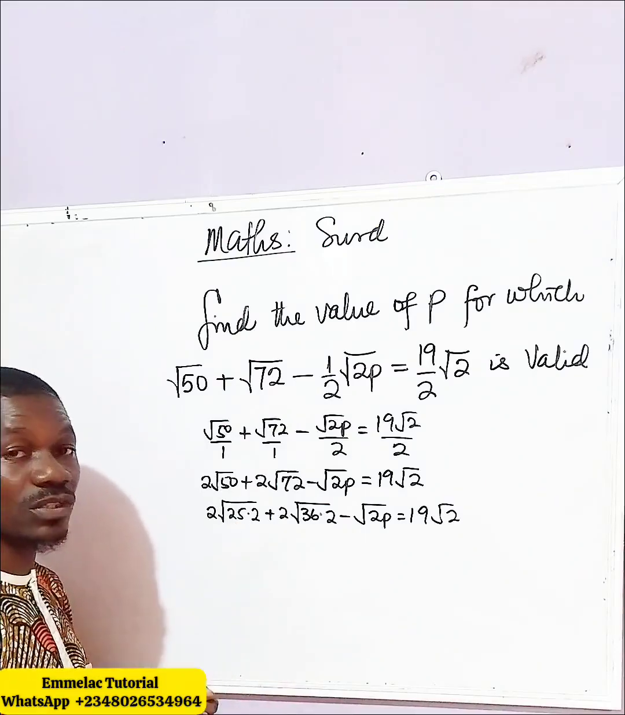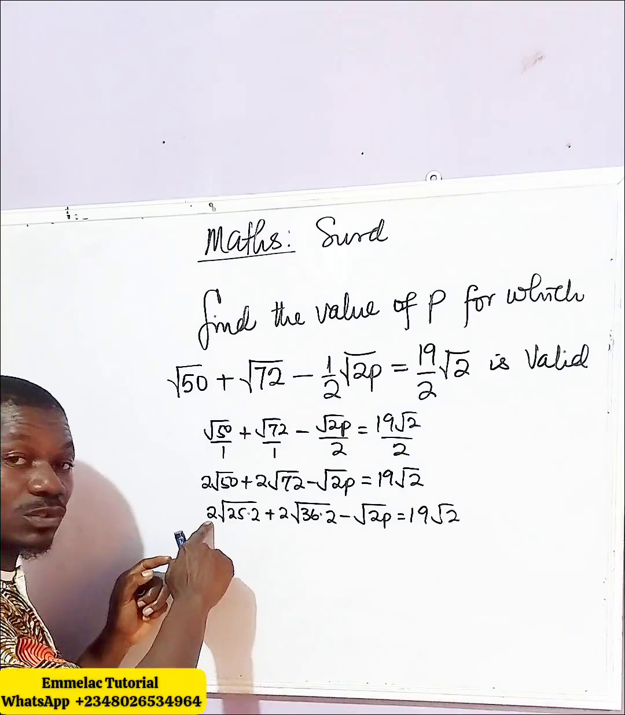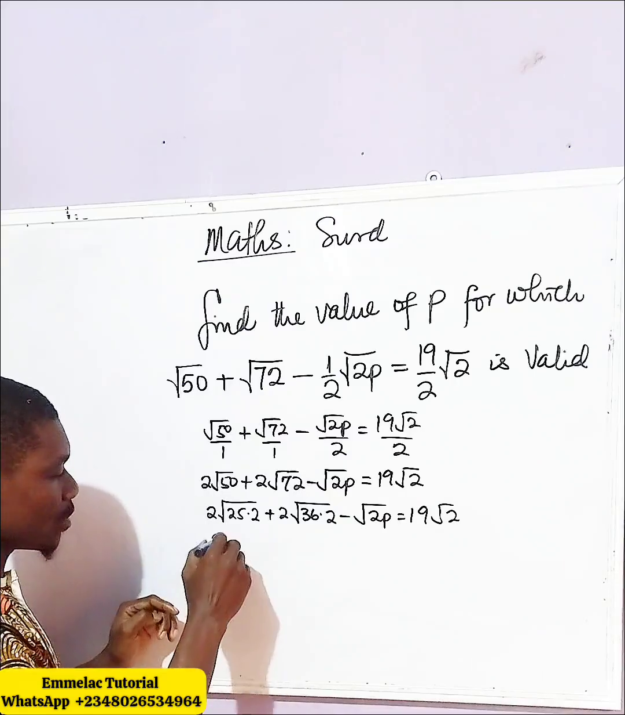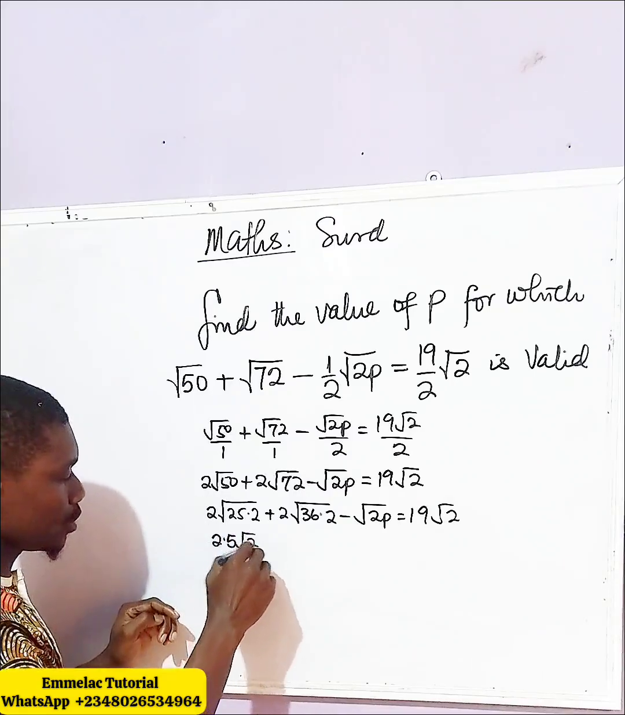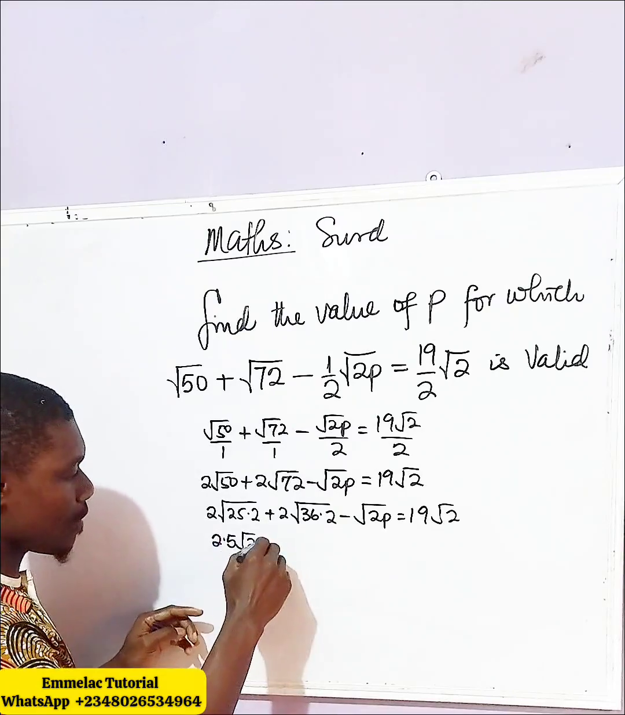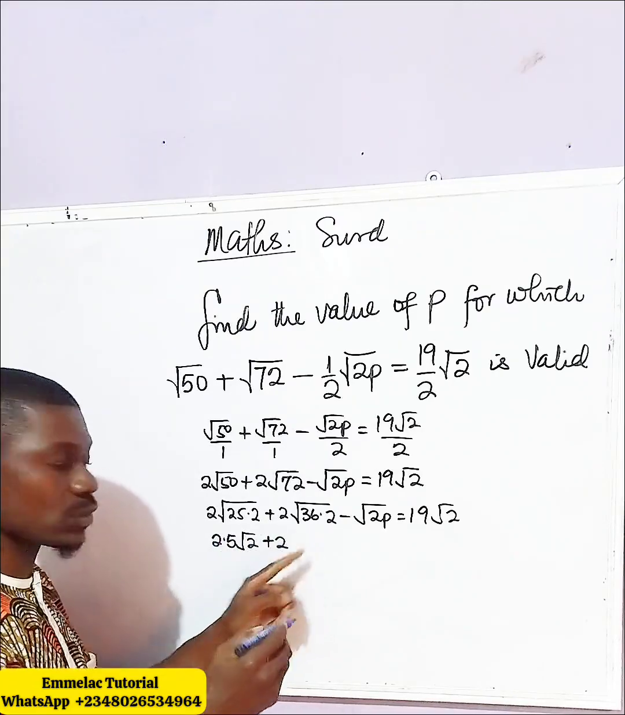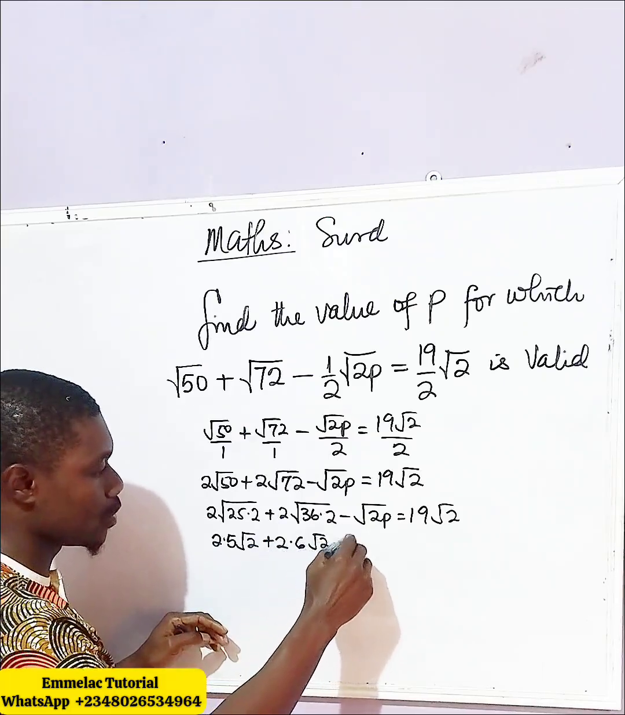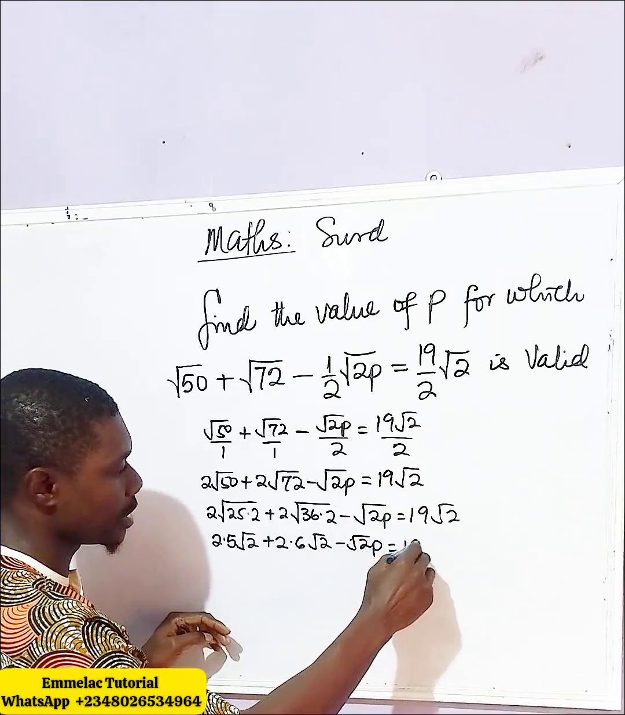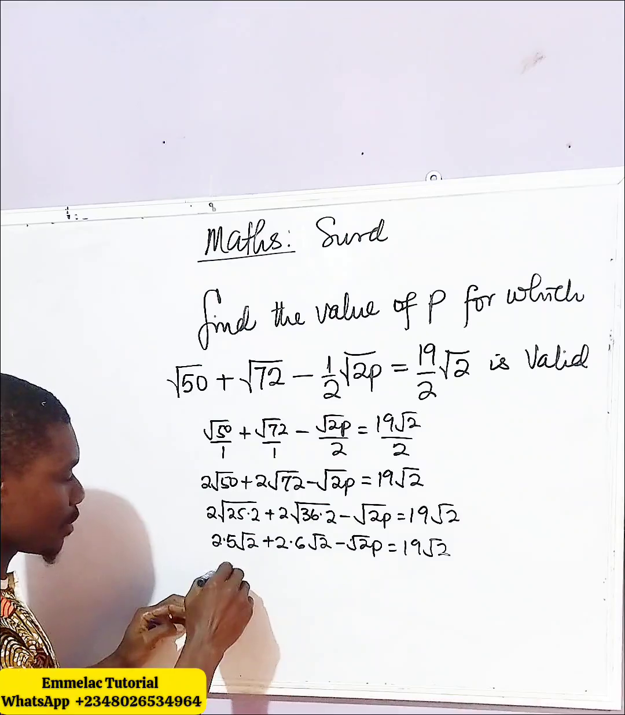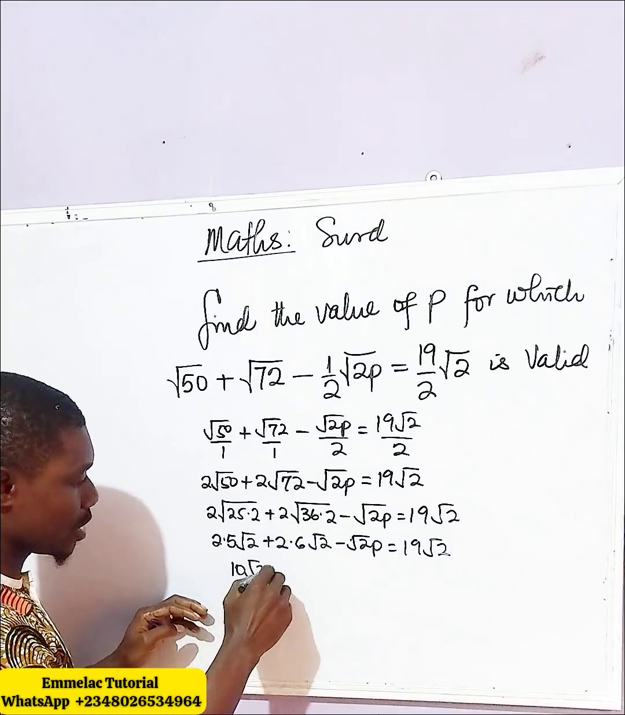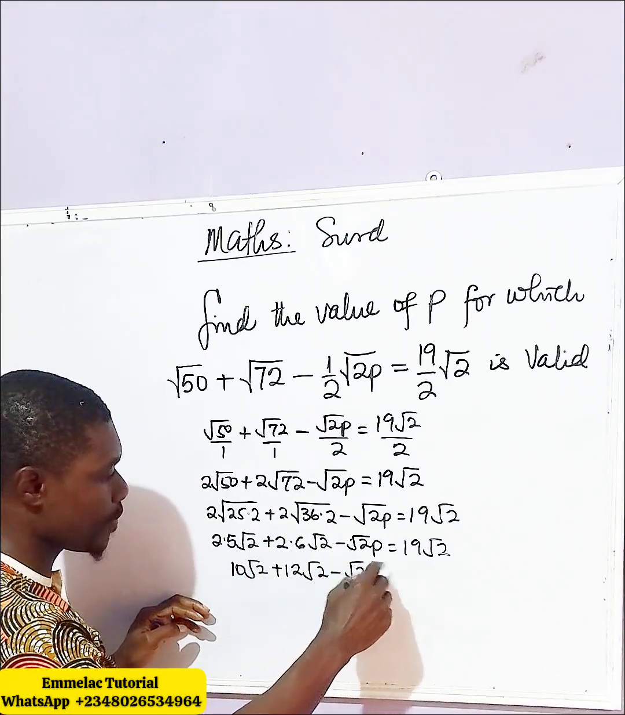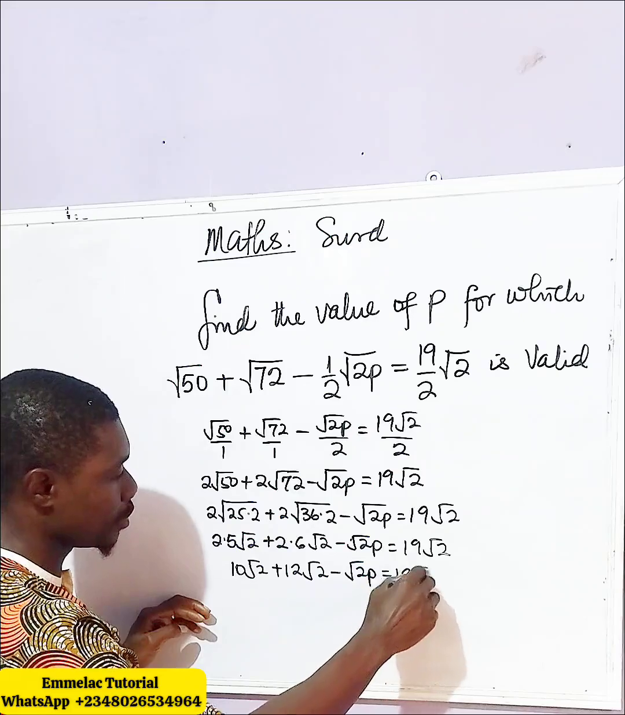The square root of 25 is 5. Let me do this so that you understand what I'm doing: root 2, this is 2 times 5. Now plus 2, the square root of 36 is 6, then root 2, then minus root 2p equals 19 root 2. Now this will give us 10 root 2 plus 12 root 2 minus root 2p equals 19 root 2.